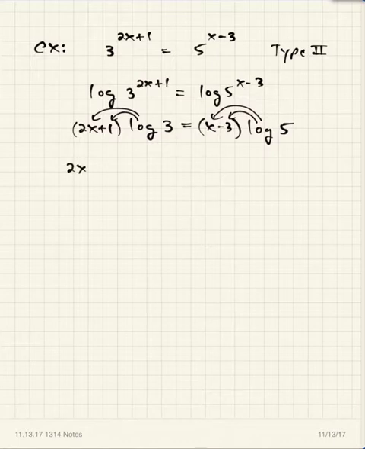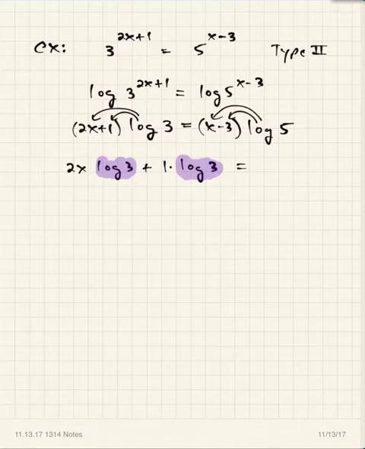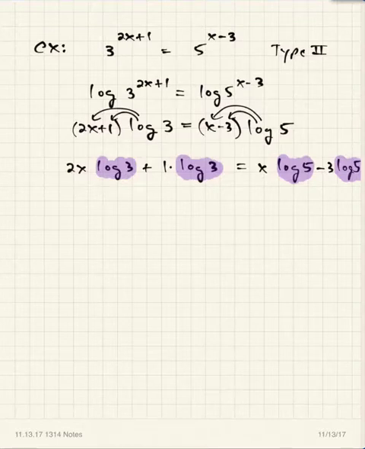So you have 2x log of 3 plus 1 times log of 3. So notice you're multiplying the 2x and the 1, 2x plus 1, by log of 3, right? So you see a log of 3 on both sides of the equation in there. I'm definitely using the distributive property to multiply this out. Equals, use the distributive property on the other side of the equation, and you have x log 5 minus 3 log 5. And so notice on that side of the equation, once again, you're multiplying by log of 5 using the distributive property. So you can see the log of 5 in both of the terms there.